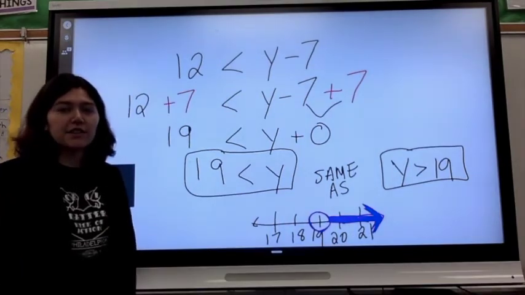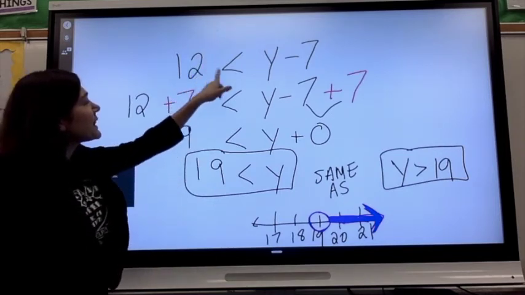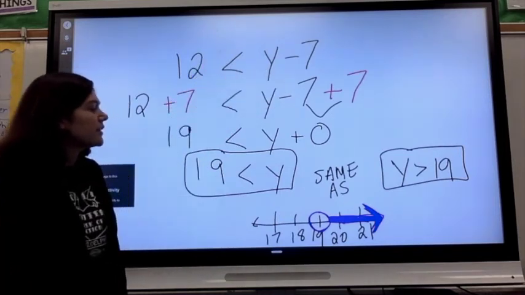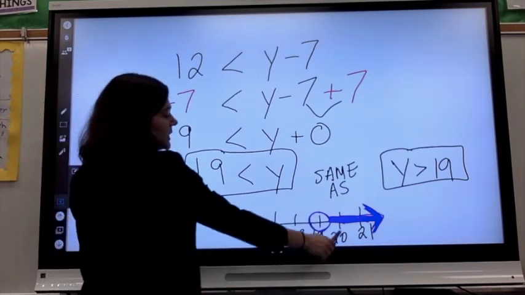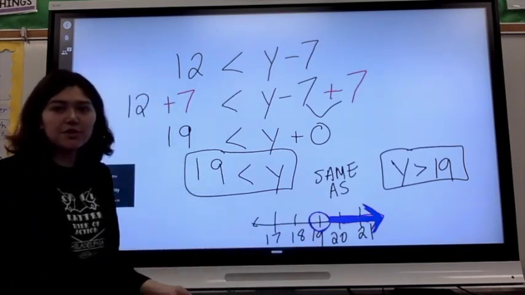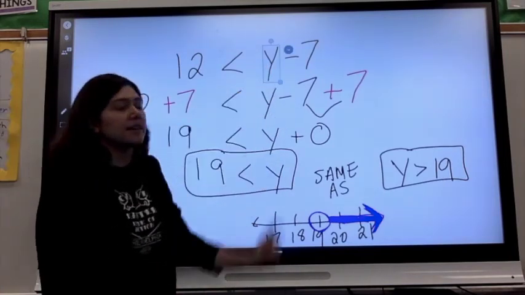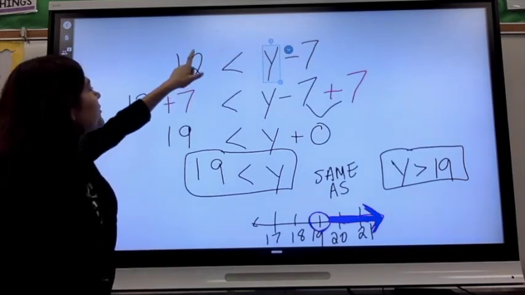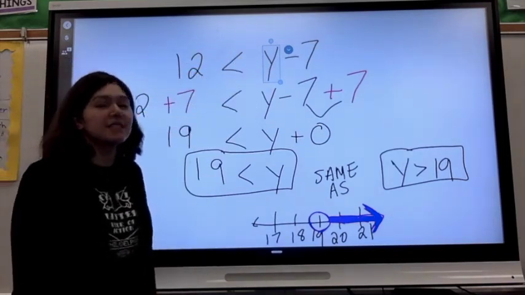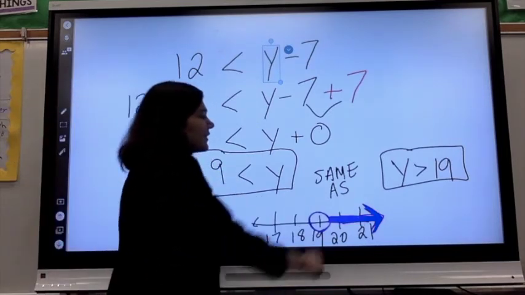I'm just taking a second to check again what this means. My original equation says 12 should be less than y minus 7. So let's pick some solution that I've graphed. 20, right? That's supposed to be a solution to the inequality. So that means when I take 20 minus 7, I get 13. Is it true that 12 is less than 13? Yes, 12 is less than 13. So we're good, right? And that's going to be the case for any of our solutions.